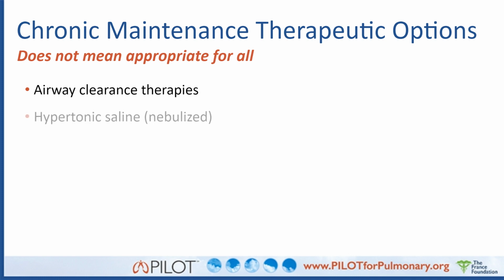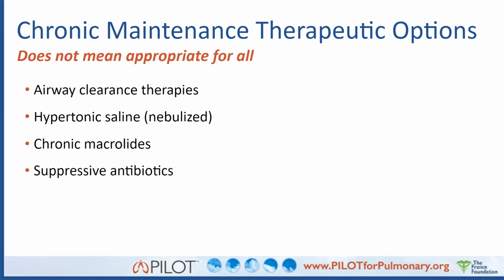We will use hypertonic saline, nebulizing this to try to hydrate the secretions or promote cough. Chronic macrolides. So although these are antibiotics, they are purported to also have anti-inflammatory properties. We will sometimes use suppressive antibiotics for specific pathogens. They may not eradicate the infection, but they can suppress it to try to prevent these events. In appropriate patients, inhaled bronchodilators or corticosteroids may be beneficial.